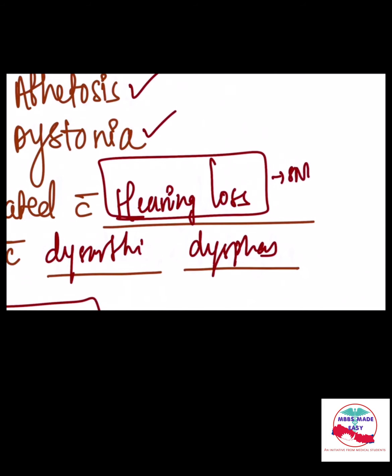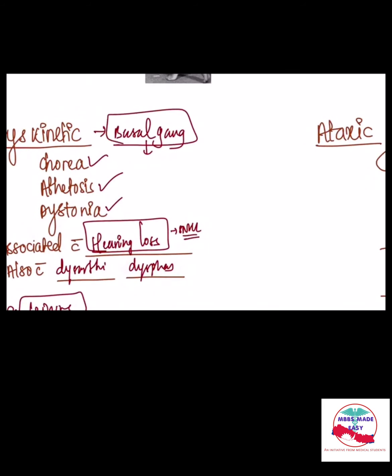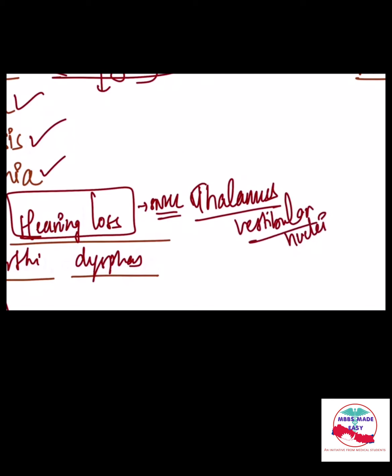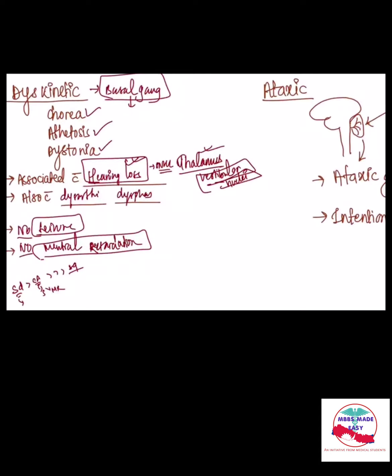So there is a sensorineural type of hearing loss, especially associated with the basal ganglia, because of damage to the thalamus and vestibular nuclei present within the thalamus. So this damage to the vestibular nuclei within the thalamus ultimately is associated with hearing loss. So if the question says the child is suffering from cerebral palsy and he also has a hearing loss, think choreoathetoid type of cerebral palsy.